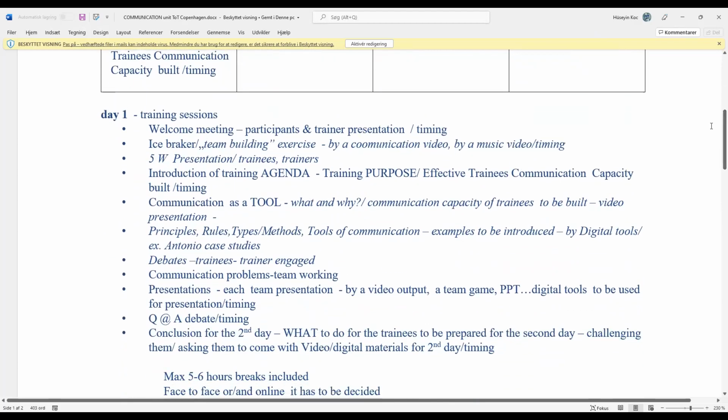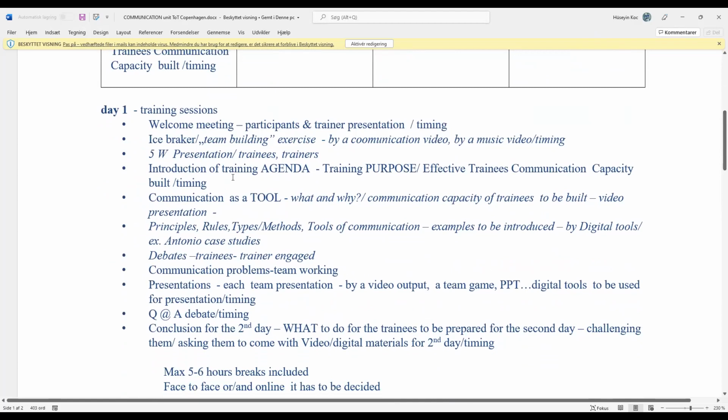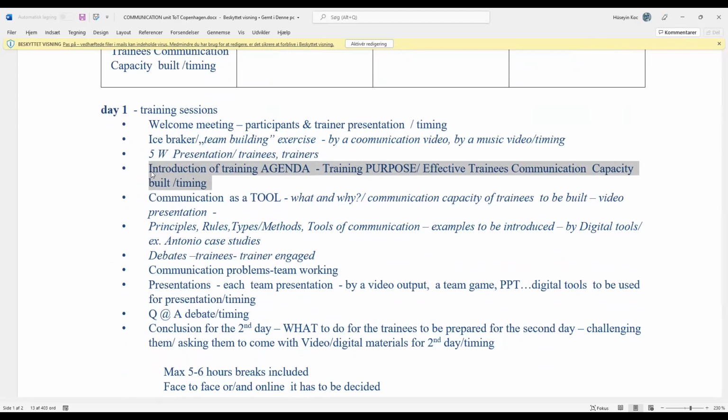Next, you have to introduce the agenda. What's the purpose of this agenda? Not the agenda, the 2-day experiment, the 6-day experiment. The purpose is to give them the capacity to communicate better, to be able to work in a team, by team working. Say, in your group, you work with communication.